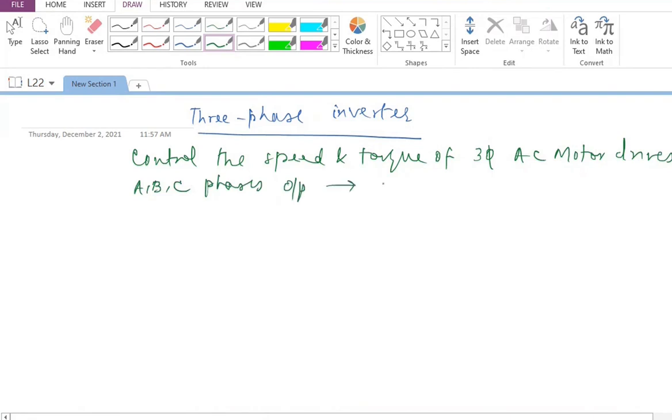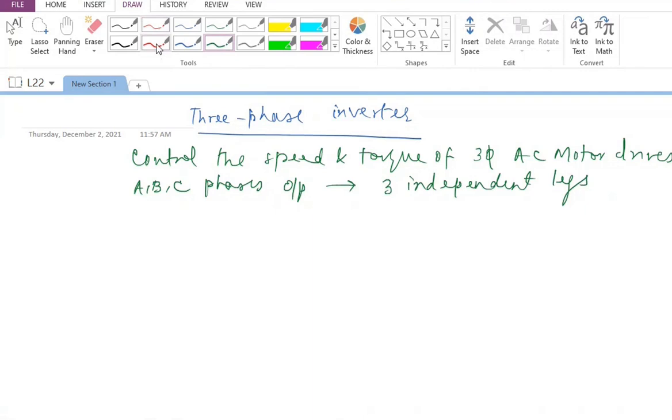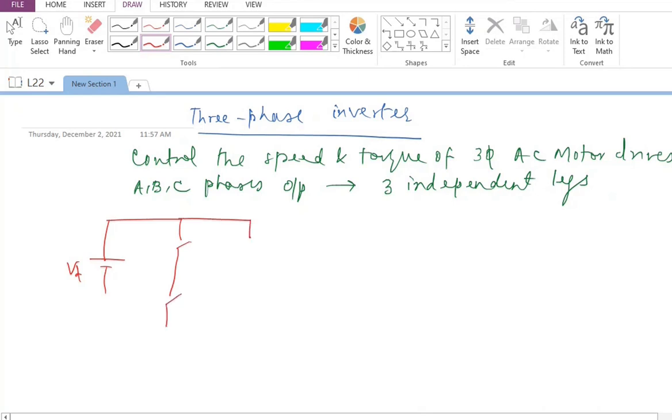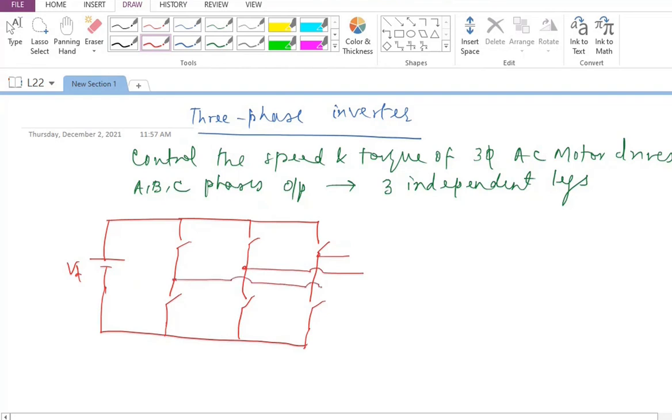That means I will need three independent legs. So I am going to look at something like this. I have my input as VDC, but the output is going to be in the form of one leg. This is the second leg, and this is the third leg. So I'm going to have three legs like this, conducting depending upon which switch is on and which switch is off. So from here, I am going to take the loads, and the loads can be again connected in star or delta. I'm going to number them exactly the same way like I numbered earlier. So this is A phase, this is going to be B phase and this is going to be C phase.